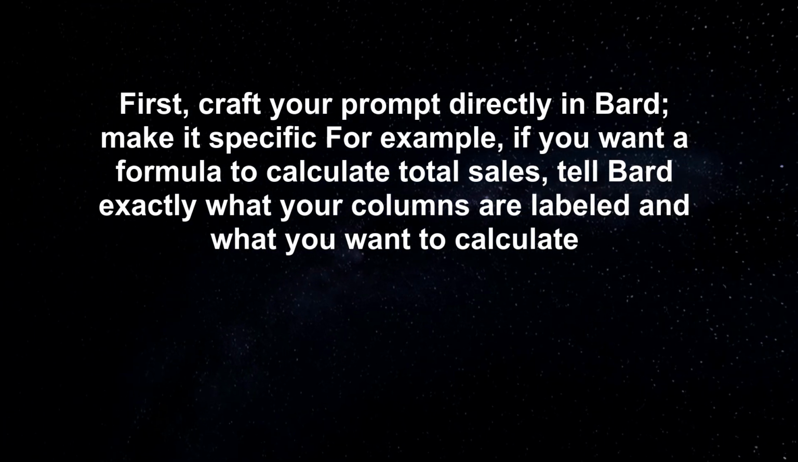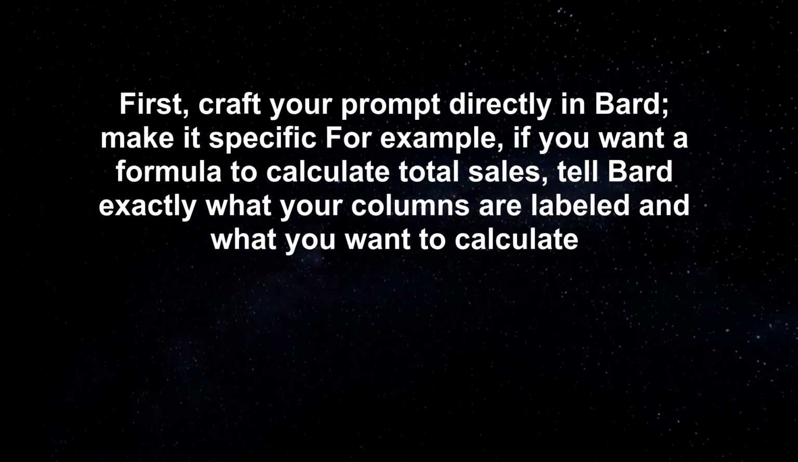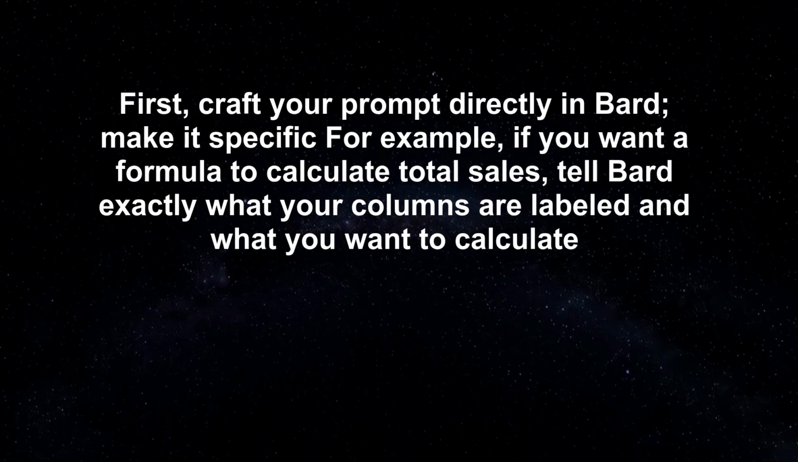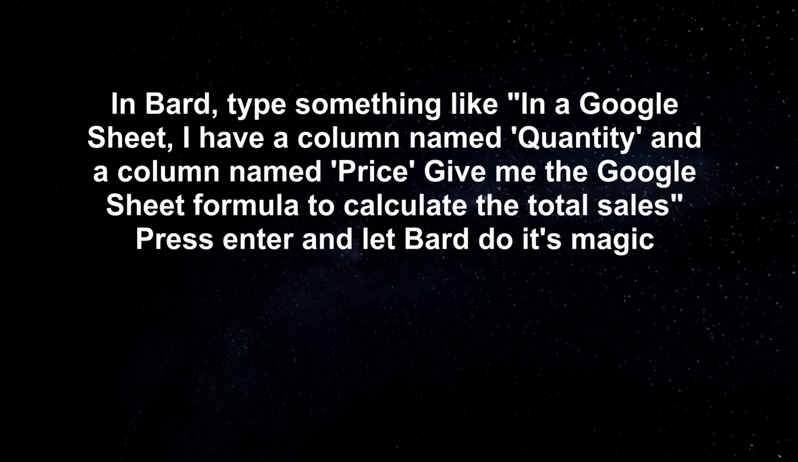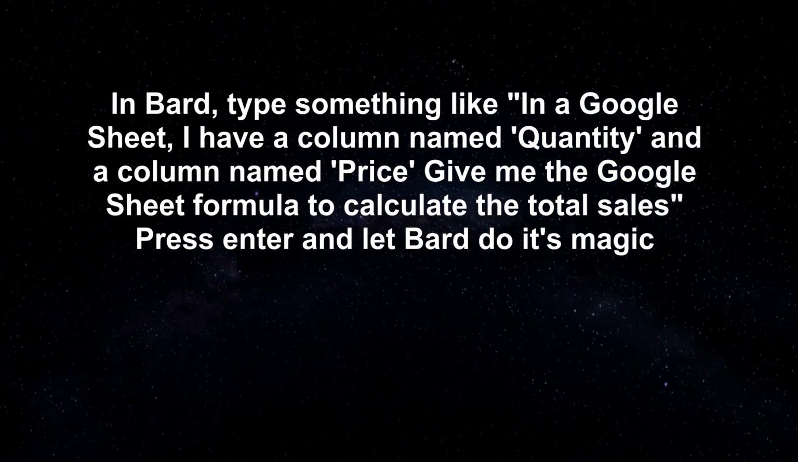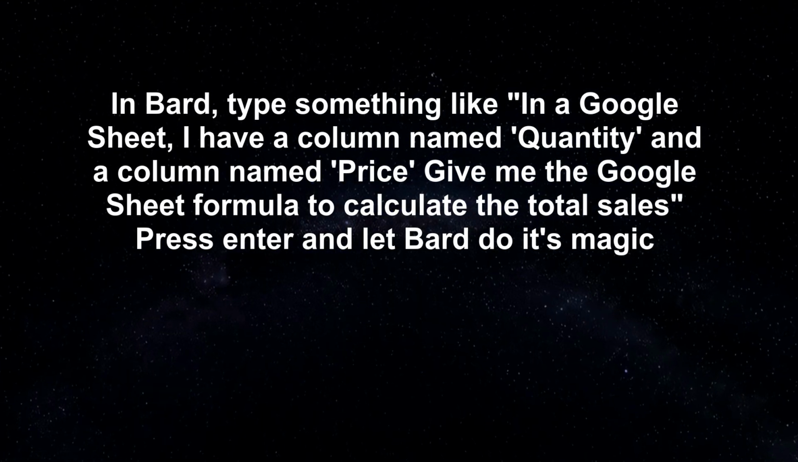Make it specific. For example, if you want a formula to calculate total sales, tell Bard exactly what your columns are labeled and what you want to calculate. In Bard, type something like: In a Google Sheet, I have a column named quantity and a column named price. Give me the Google Sheet formula to calculate the total sales.